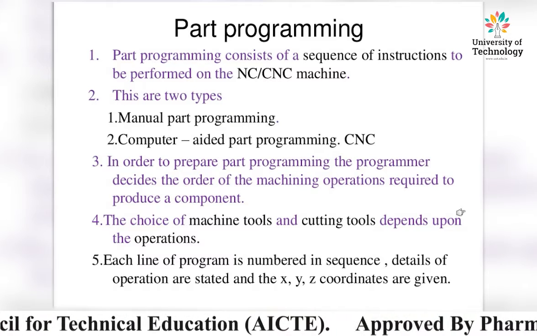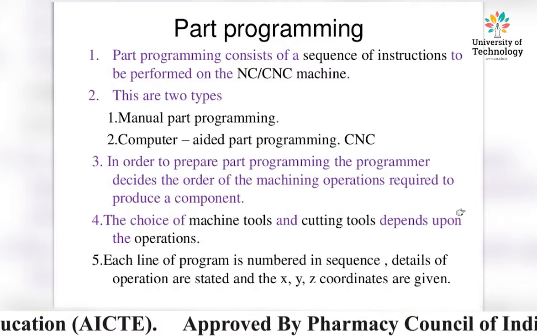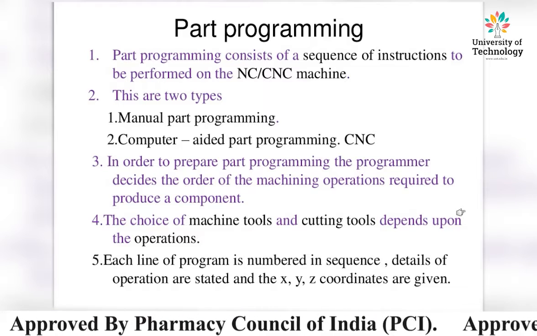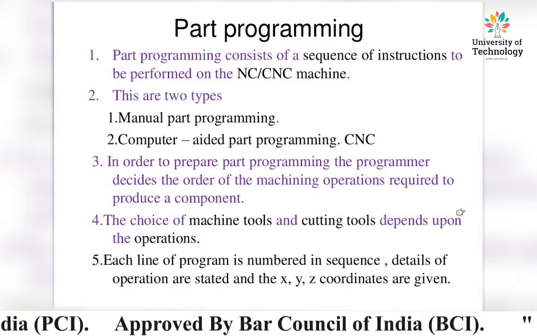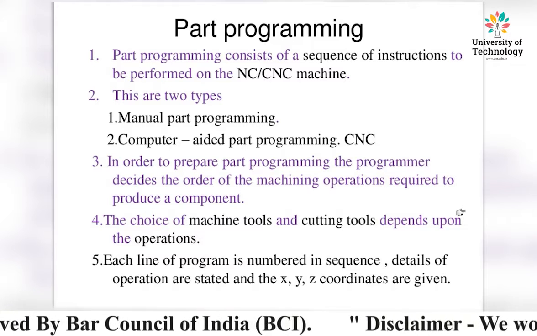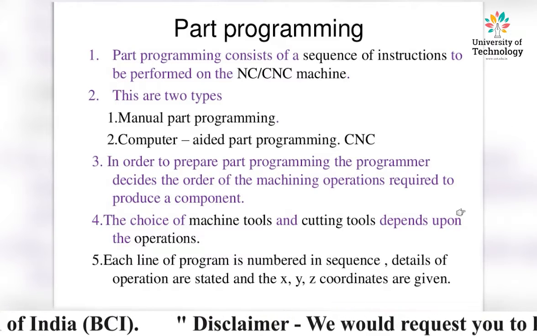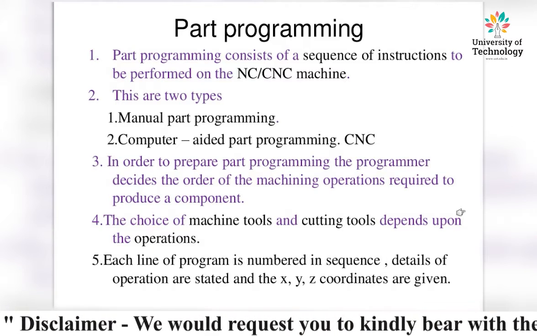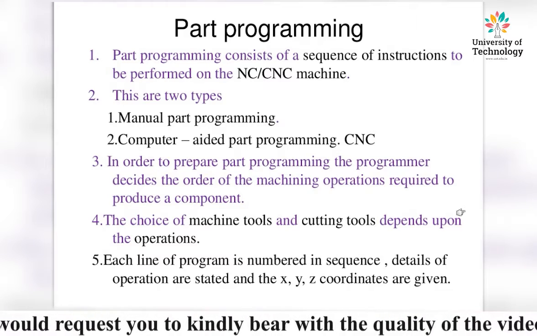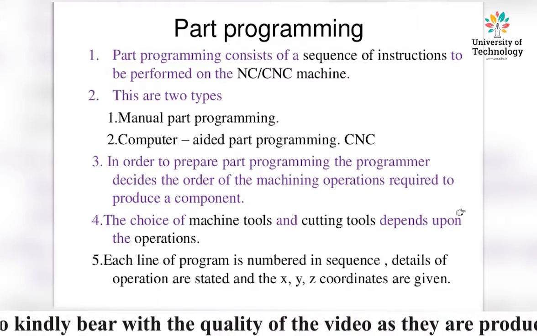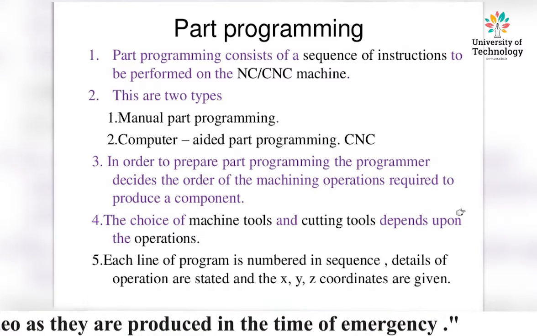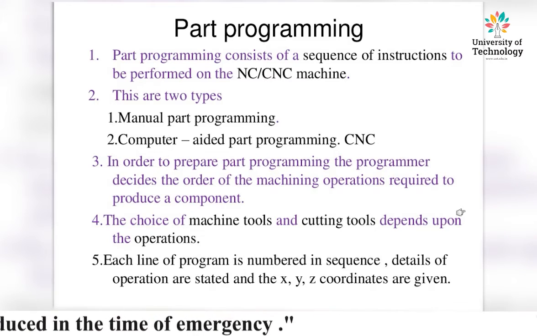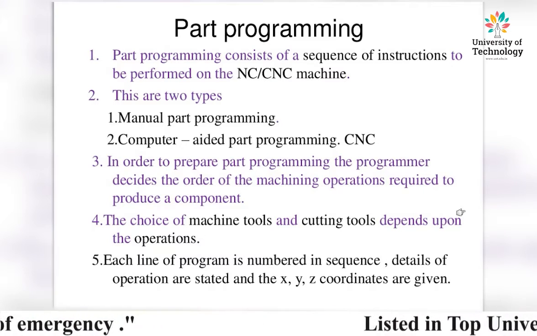In order to prepare a part program, the programmer decides the order of the machining operations required to produce a component. The choice of machine, tool and cutting tools depends upon the operations. Each line of the program is numbered in sequence, details of operations are stated, and the XYZ coordinates are given.